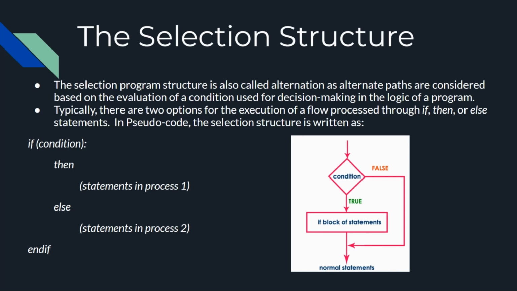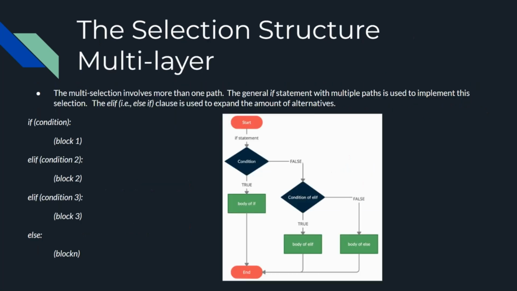When the condition is evaluated, only one of the two alternatives will be carried out: the one with the statements in process 1 if the condition is true, or the one with the statements in process 2 if the condition is false. The multipath selection involves more than two alternatives. The general if statement with multiple paths is used to implement this structure.